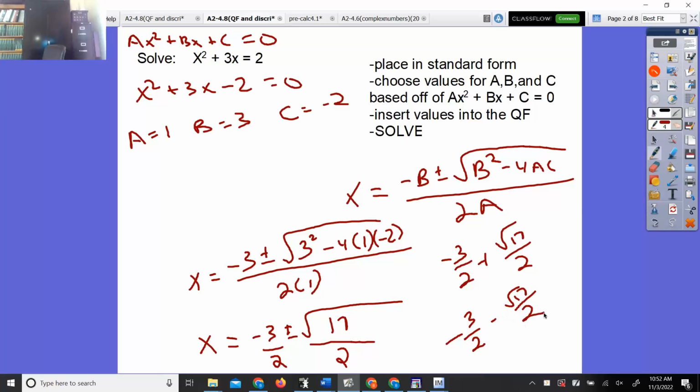Now those are funny looking things, aren't they? Are they real? Yes, they are. Those are called irrational numbers. These are real, irrational answers. There's 2 of them. They are real.